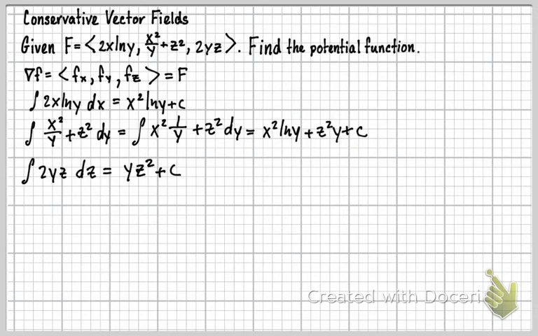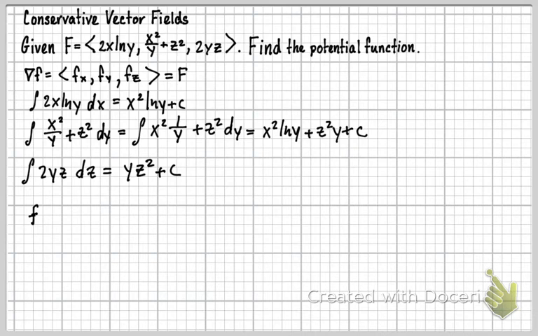Now, the way we look at this is we just think about this all together. Remember, we're trying to think of a function here that when I take it with respect to x, I get 2x ln y. When I take that same function with respect to y, I get x squared over y plus z squared. And when I take that same function with respect to z, I get 2yz. So I'm looking at all of these components here.